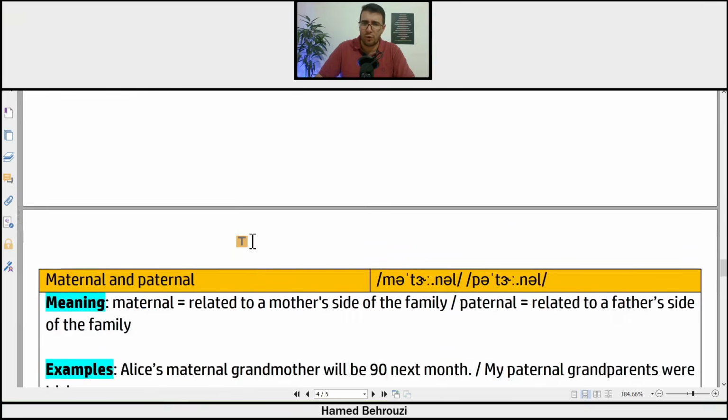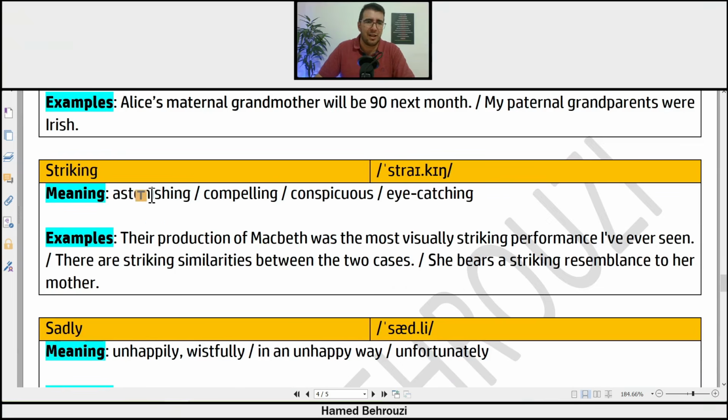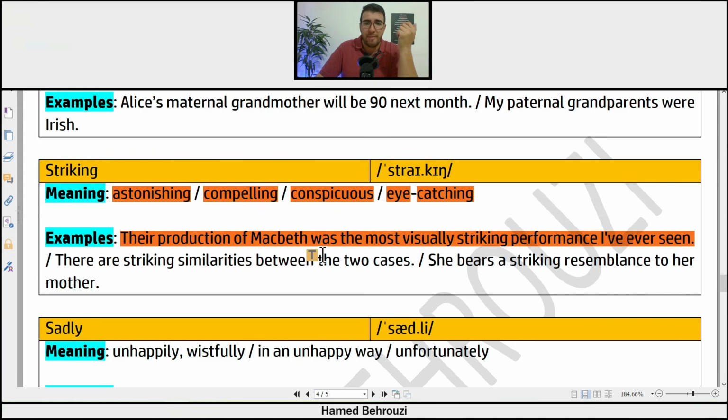Striking, I think I told you the meaning of striking. Striking is like astonishing, compelling, conspicuous, eye-catching and obvious. I use the word obvious, something that's clear and obvious. That's striking. It's in the eye, you see it. Look at this one. Their production of Macbeth was the most visually striking performance I've ever seen.